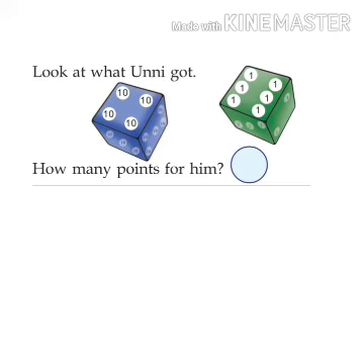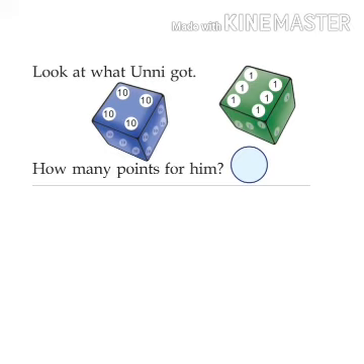Dear friends, one day Unni and friends were playing a game with two dice. You can see two dice in the picture. When Unni put two dice together, how many tens are there in one dice? Yes, 4 tens. Look at what Unni got. 4 tens he got. Then how many ones did he get? Yes, 1, 2, 3, 4, 5, 6 ones he got. 4 tens and 6 ones he got.